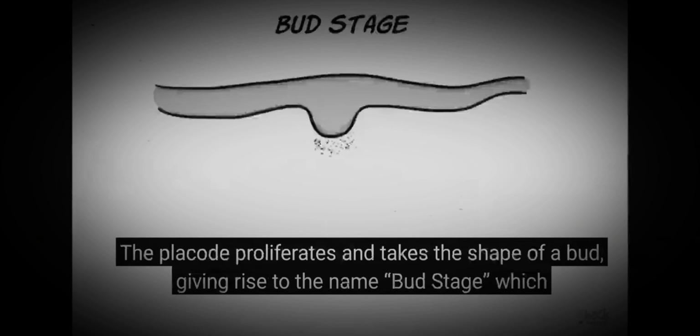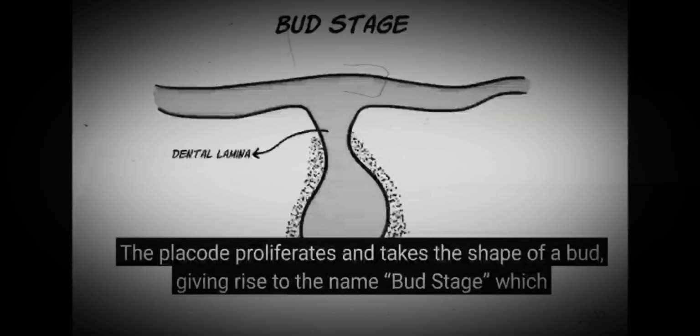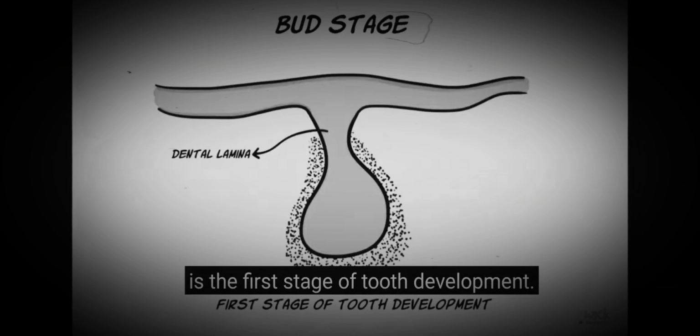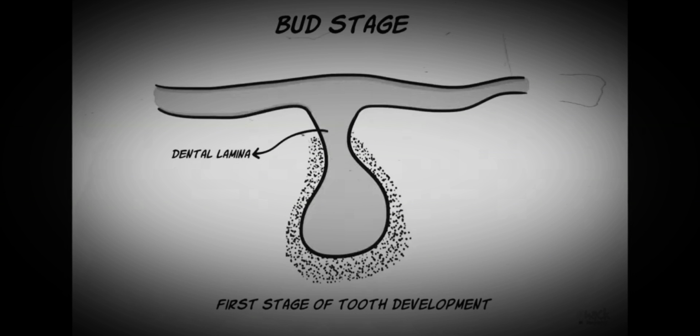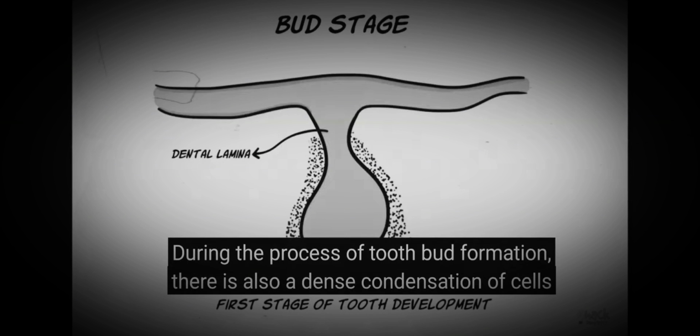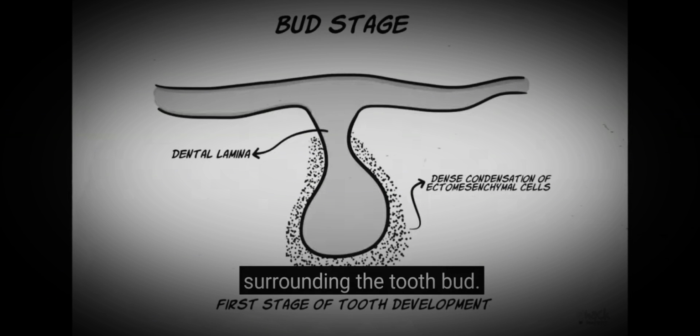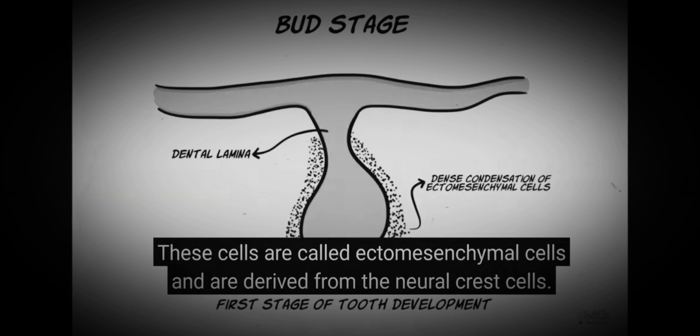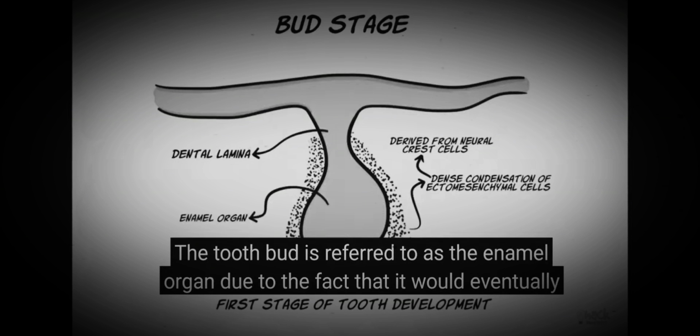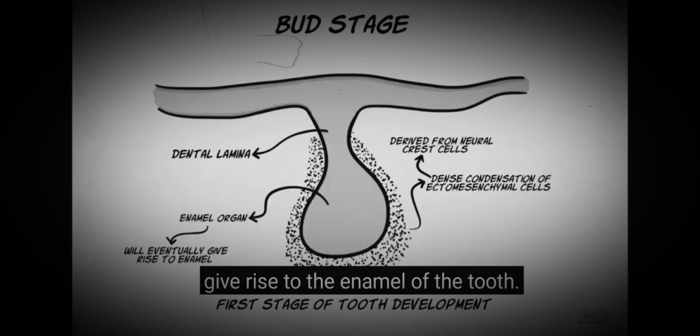The placode then proliferates and takes the shape of a bud, giving rise to the name bud stage, which is the first stage of the tooth development. During the process of tooth bud formation, there is also a dense condensation of cells surrounding the tooth bud. These cells are called ectomesenchymal cells and are derived from the neural crest cells. The tooth bud is referred to as the enamel organ due to the fact that it would eventually give rise to the enamel of the tooth.